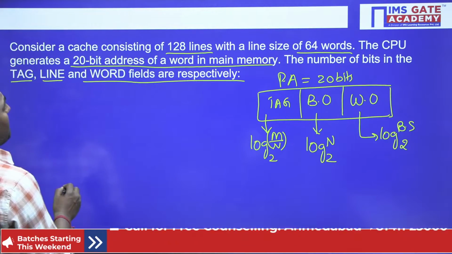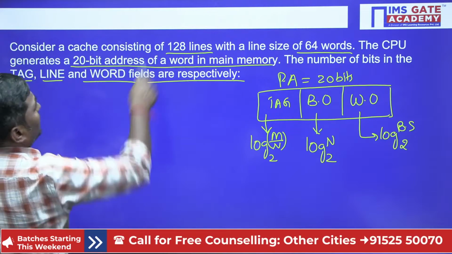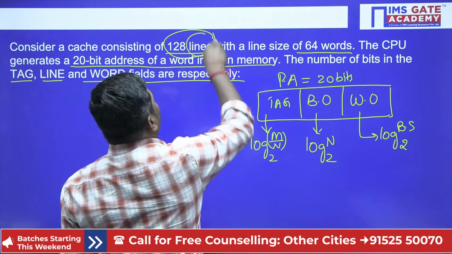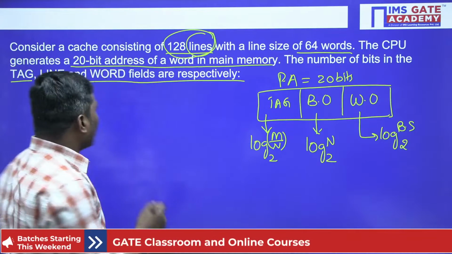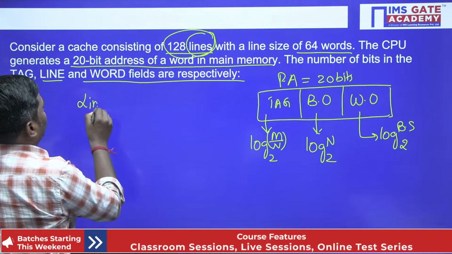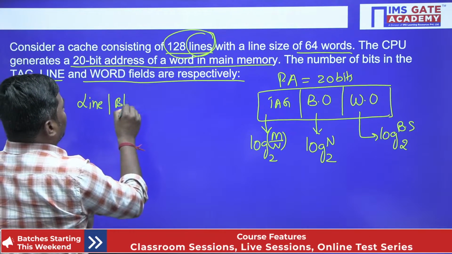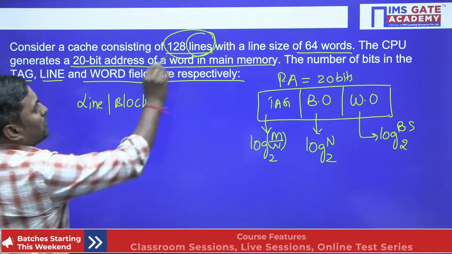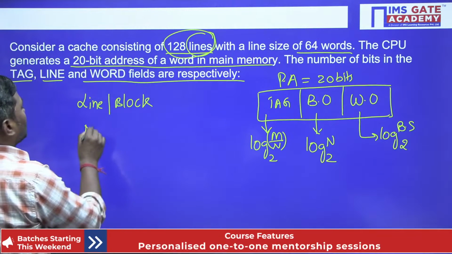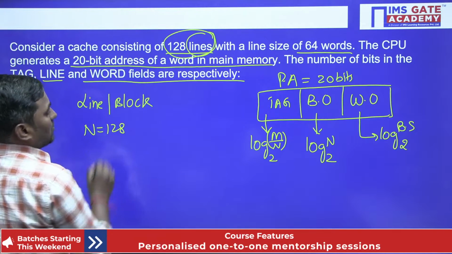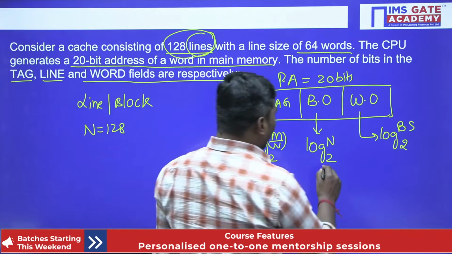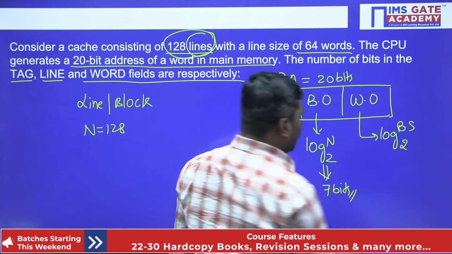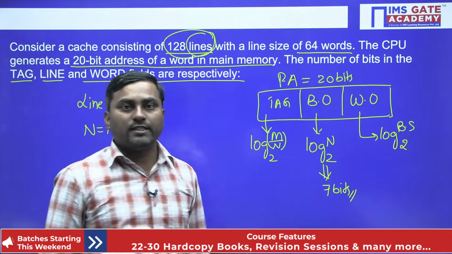Now, the cache consists of 128 lines. Nobody should be confused by the word lines. A line is nothing but a cache block. Sometimes the question says lines, line, or block; all are the same. How many blocks are there here? 128 blocks. So what will the block offset be? 7 bits, since log of 128 is 7.